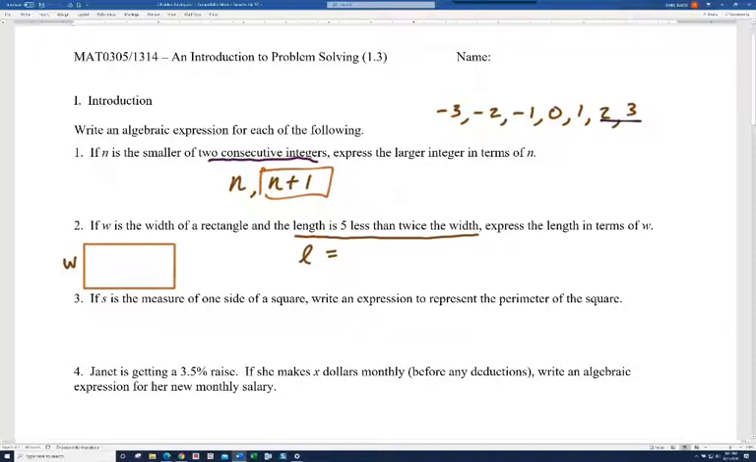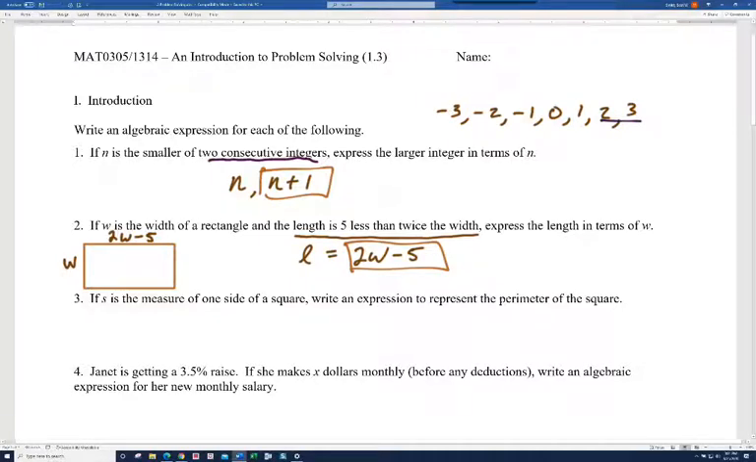We want 5 less than twice the width. So twice the width is 2w. And if I want 5 less than that, I need to subtract off 5. And so our length is 2w minus 5. We were asked to express that in terms of w, which means using w. And so 2w minus 5 is our length in terms of w.